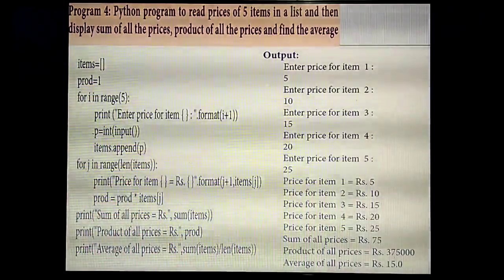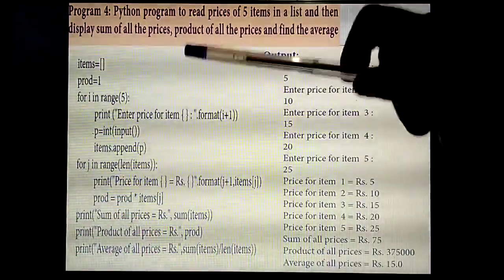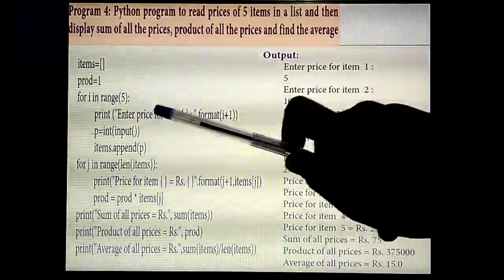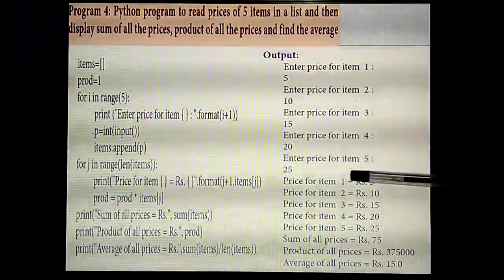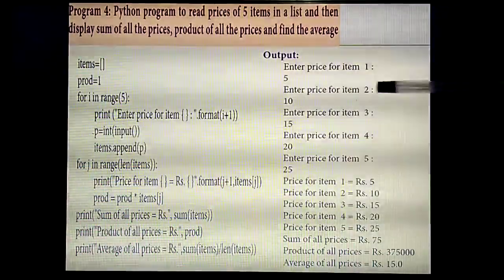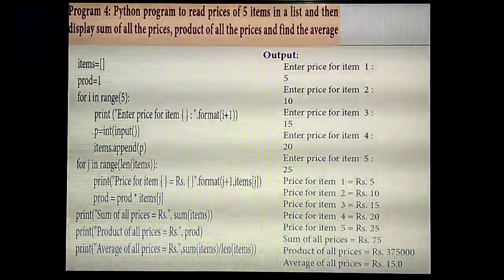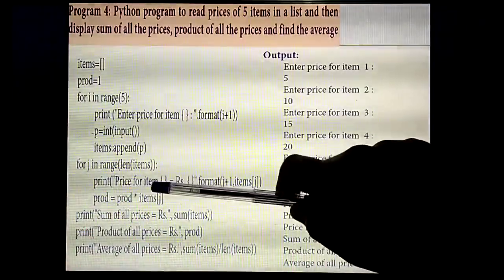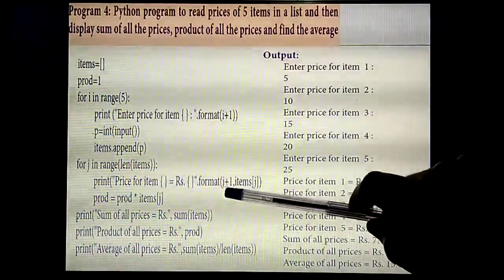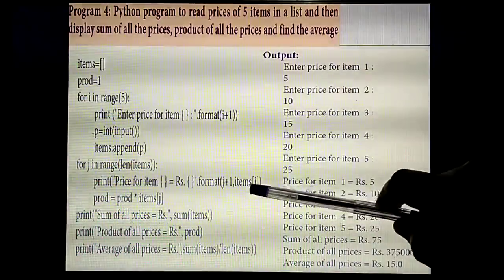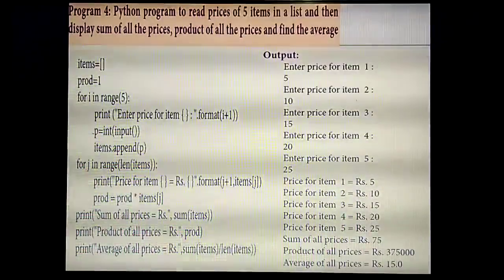So see the output here. You are executing the program. What output will you get? First, enter price for item: item 1, next item 2, item 3, item 4, item 5, using the input function. Each time you enter the values, 5, 10, 15, likewise 5 values. Next, the price for each item is displayed in rupees: price for item 1, item 2, j plus 1, likewise 5. Each time you display the values in rupees. These are stored in the list items of.